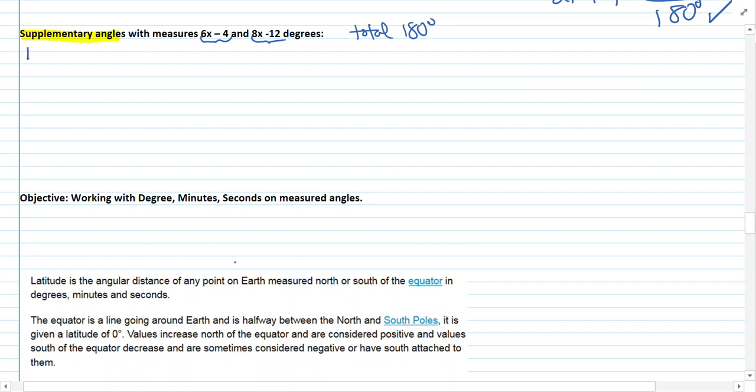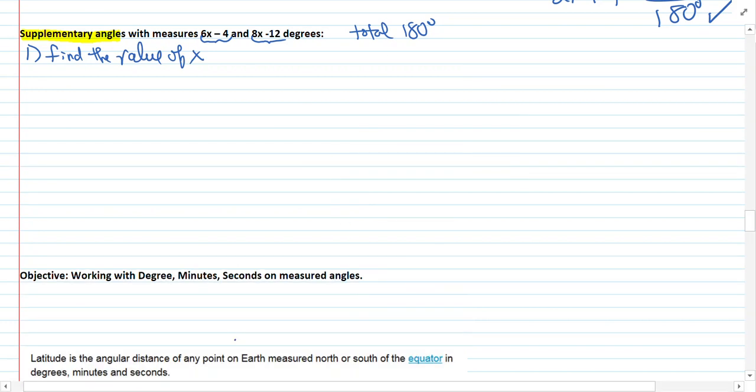So our first step, find the value of x for these supplementary angles. Let me make some room. I'll write kind of big. So I'm going to have the 6x minus the 4 plus the 8x minus the 12 equal to 180 degrees.